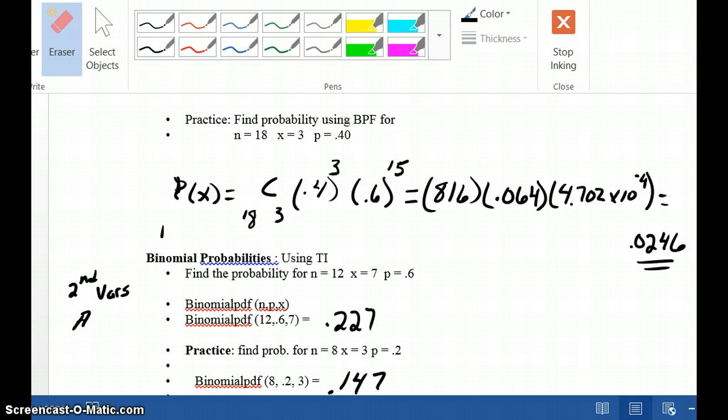The probability would look like this. The combinations 18 choose 3 times 0.4 to the 3rd times 0.6 to the 15th. Multiplying all that out, we can see we have 816 times 0.064 times 4.702 times 10 to the negative 4th. That product is 0.0246. So that's the probability for that binomial distribution.